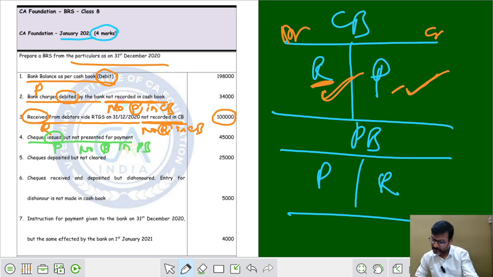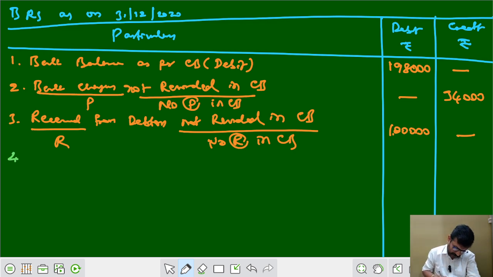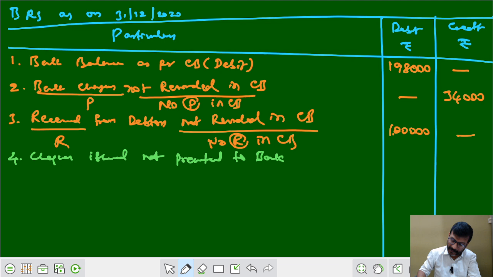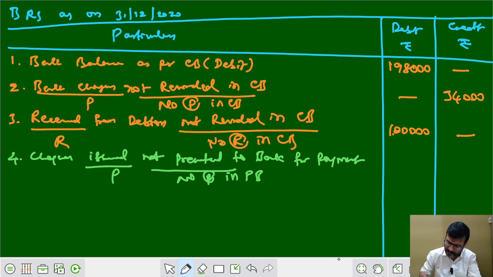In passbook. Let us write point number 4. Checks issued but not presented to the bank for payment. Issued means payment. Not presented means no payment in passbook, means no debit in passbook. So where do I have to take it? On the debit side with an amount of rupees 45,000.